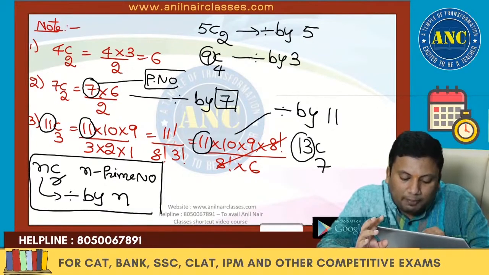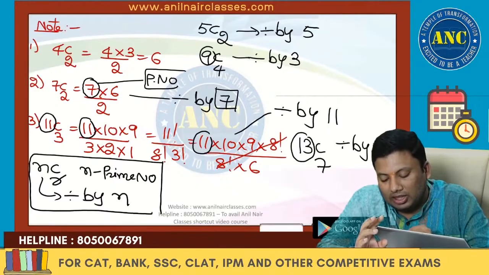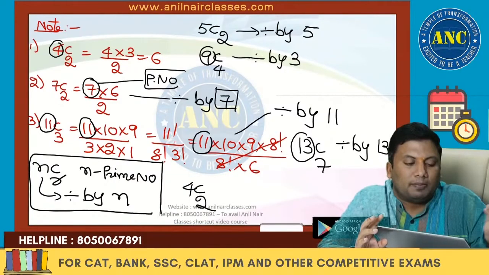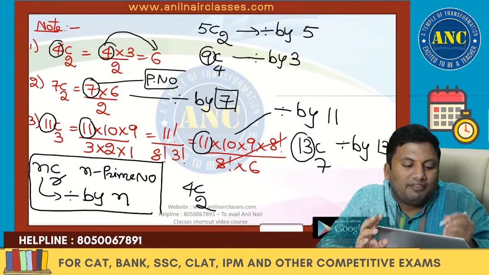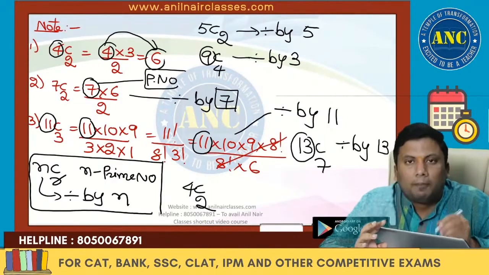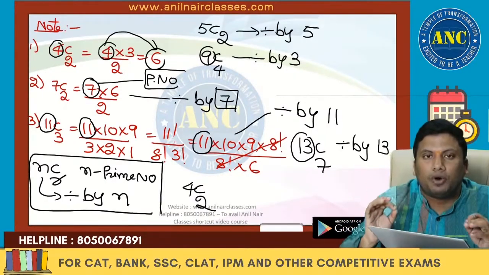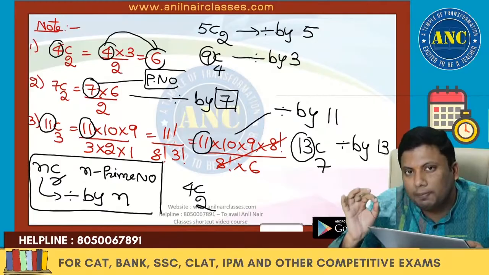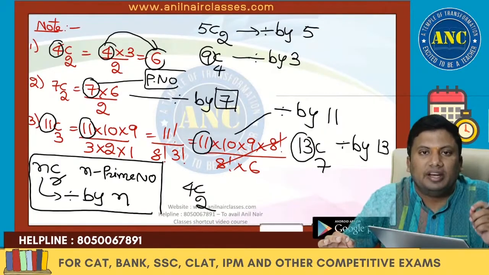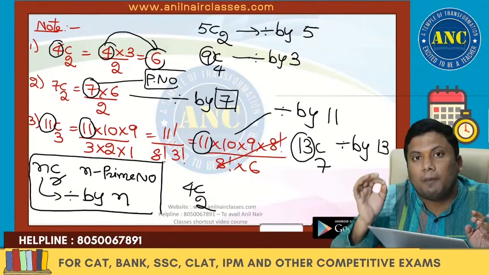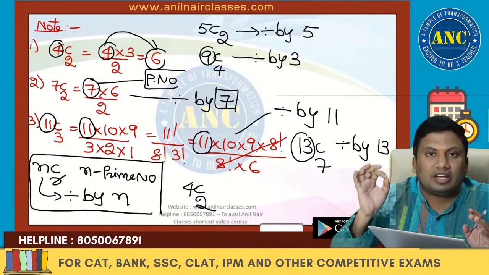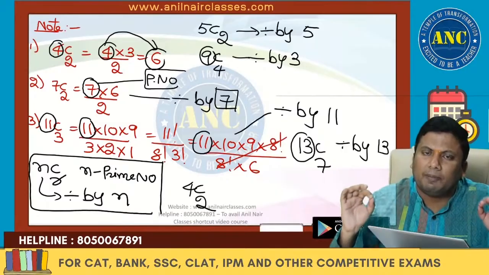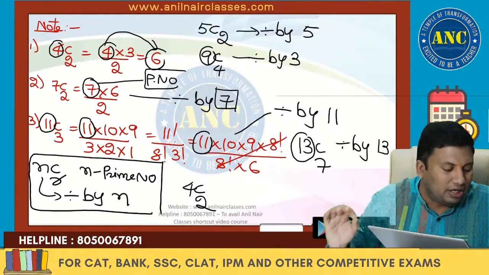13C7. 13 is a prime number. Answer will be divisible by 13. 4C2. 4 is a composite number. Answer will be divisible by a prime factor of 4, which is 2. Please make a note of these important key points in your notebook. nCr, if n is a prime number, answer will be divisible by n. If n is a composite number, take the prime factors for that number. Very, very important concept to simplify your problems.